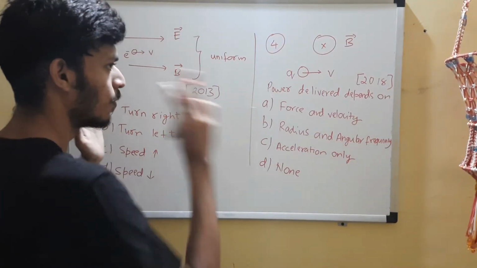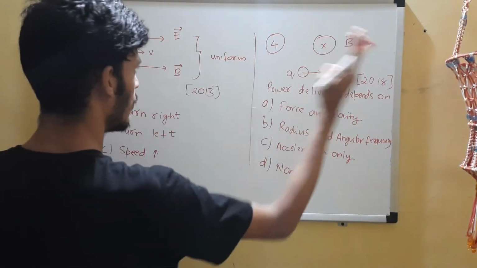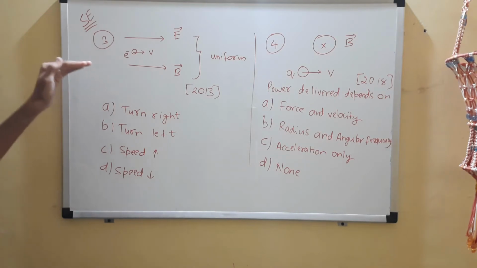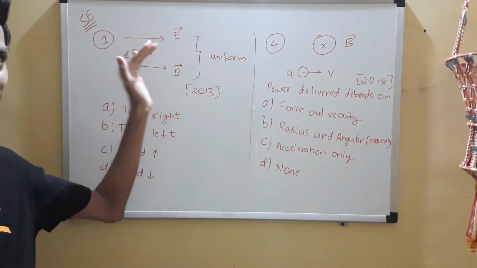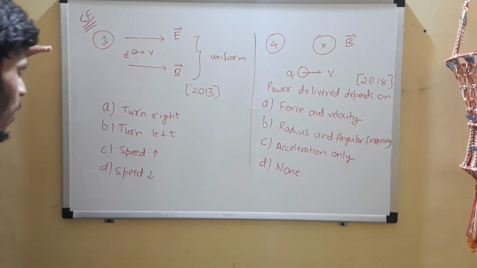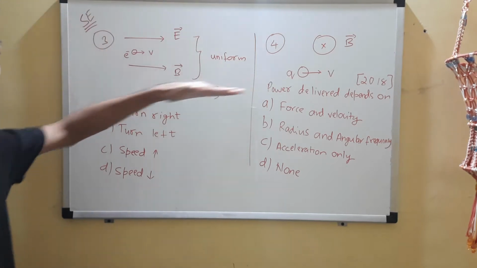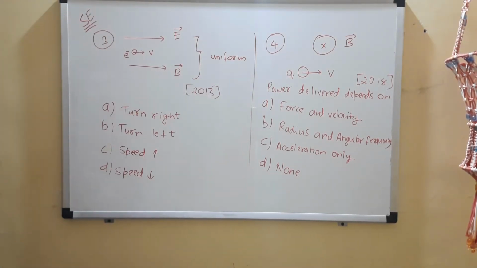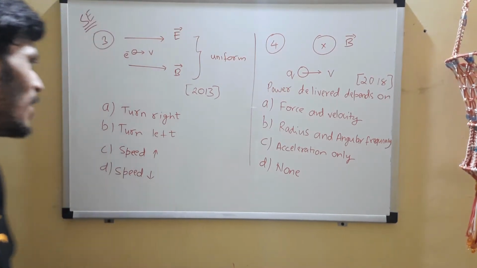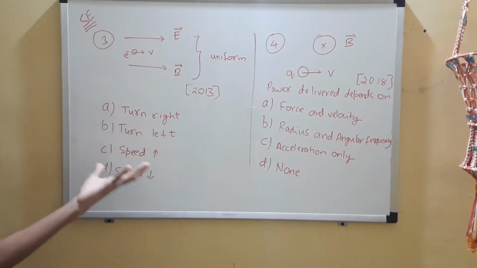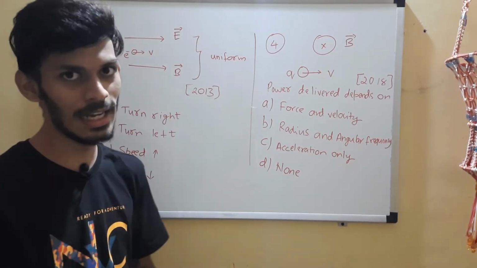The direction of both the fields, the electric field as well as the magnetic field, is from left to right. Now you are going to release an electron with velocity v in the same direction as that of the fields. So you are going to release the electron in the same plane of this board in this direction from left to right. You are supposed to predict the motion of this electron. What will happen to this electron? Will it turn right, turn left? Will its speed increase or will its speed decrease?